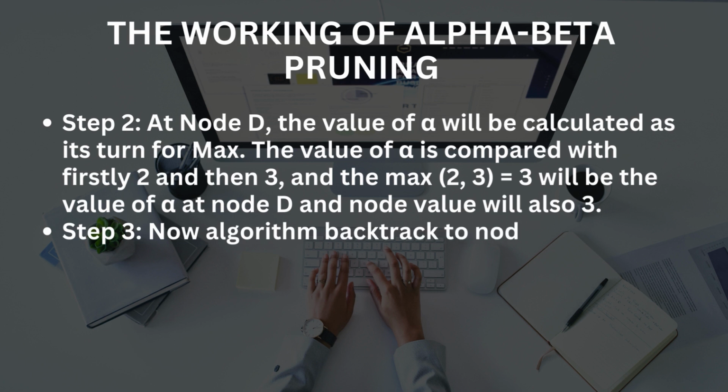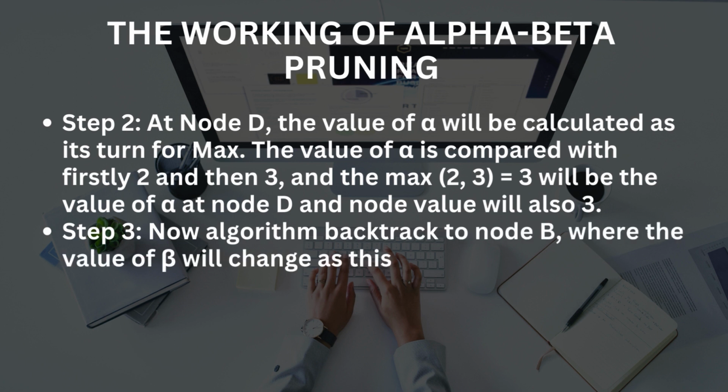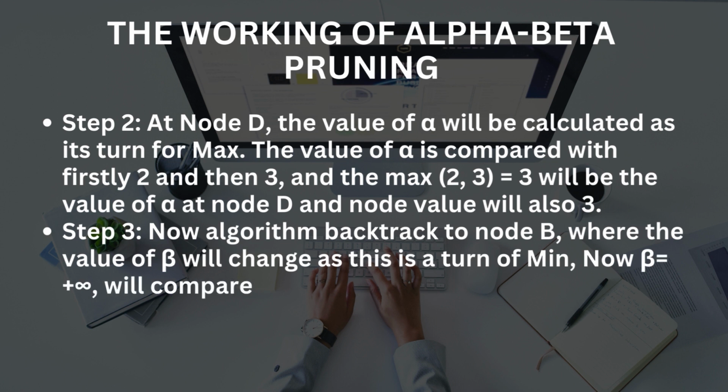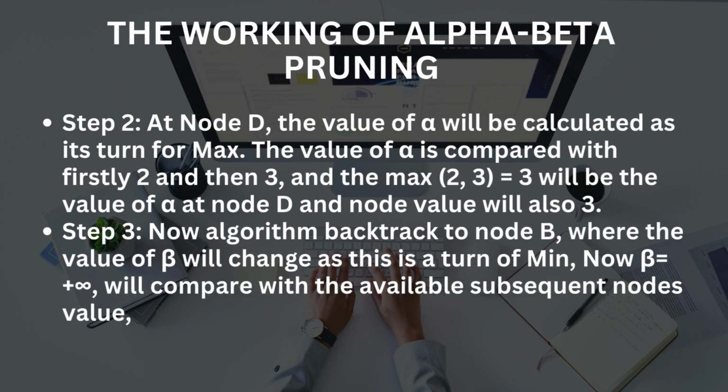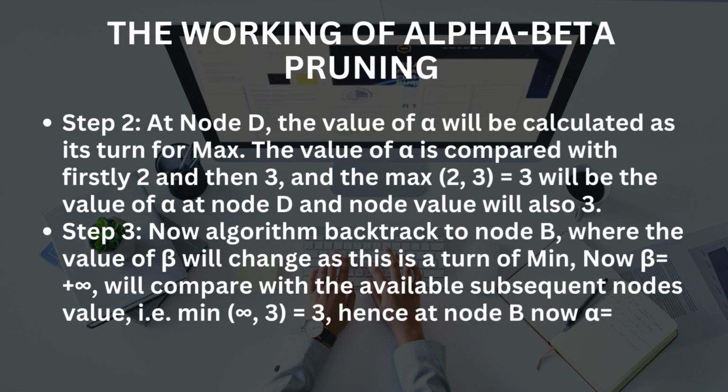Step 3. Now, the algorithm backtracks to node B, where the value of beta will change as this is the turn of the minimizer. Now, beta is equal to plus infinity. We will compare it with the available subsequent node value, that is min of infinity and 3. We have to compare these two values. So, infinity and 3 will give 3, hence at node B now alpha is equal to minus infinity and beta is equal to 3. You can see these changes in this diagram.